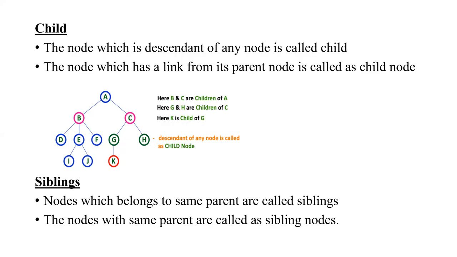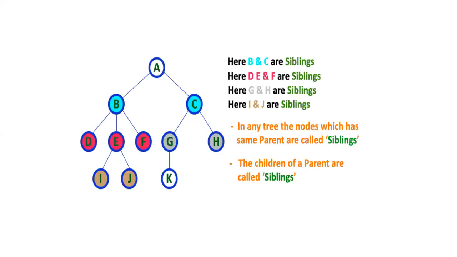Siblings. The nodes which belong to the same parent are called siblings. The nodes with the same parent are called sibling nodes. So in the diagram, D, E, F are siblings because all three nodes have the same parent B. I, J are siblings because both of them have the parent E. G and H are siblings as they have a common parent C. B and C are siblings; for them, the parent is A. So as I told you, D, E, F are siblings, G, H are siblings, B, C are siblings, I, J are siblings.